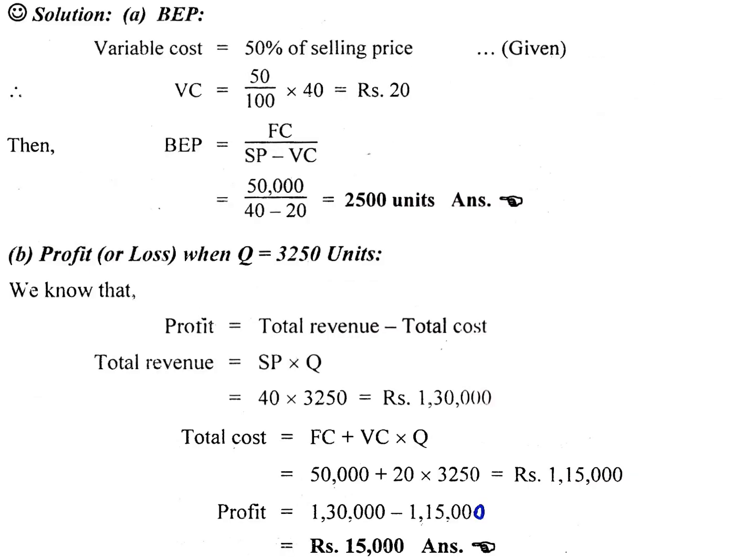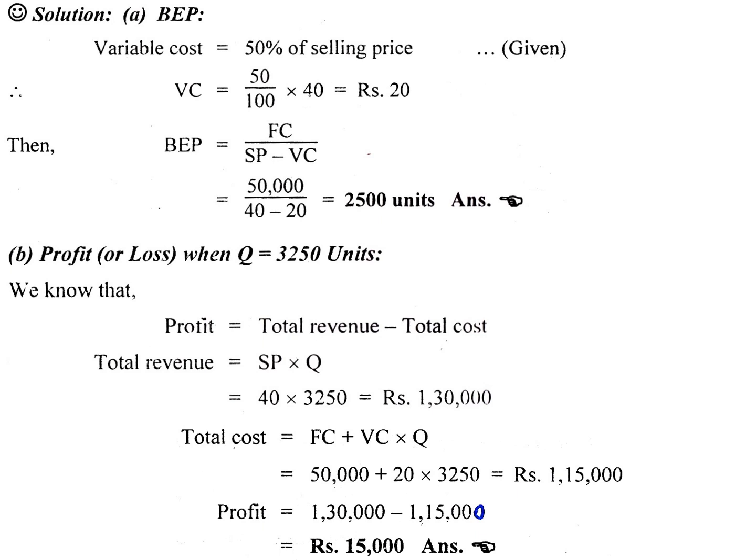The calculation starts from the BEP calculation. We know BEP is nothing but FC divided by SP minus VC. So we have to find the VC value. VC is given in terms of selling price, 50% of selling price. Do the calculation, you find the VC as rupees 20, and substitute the VC in the BEP formula. We got 2500 units. Then the second one is profit or loss when Q equals 3250 units.